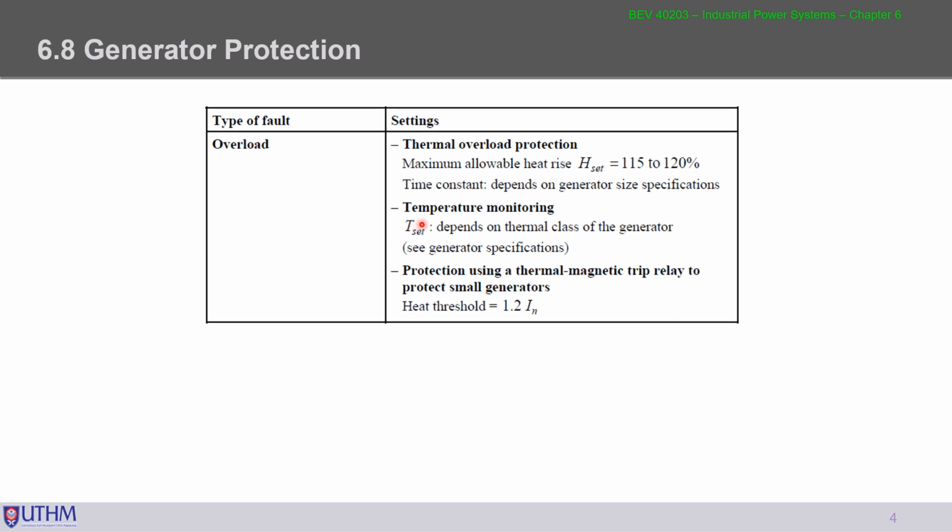Then is temperature monitoring. The T set, the temperature setting, depends on the thermal class of the generator. This we can see in the generator specification. And the last one is protection using a thermal magnetic trip relay to protect small generators, and the threshold is 1.2 IN, which is the same as the previous allowable percentage, up to 120%.